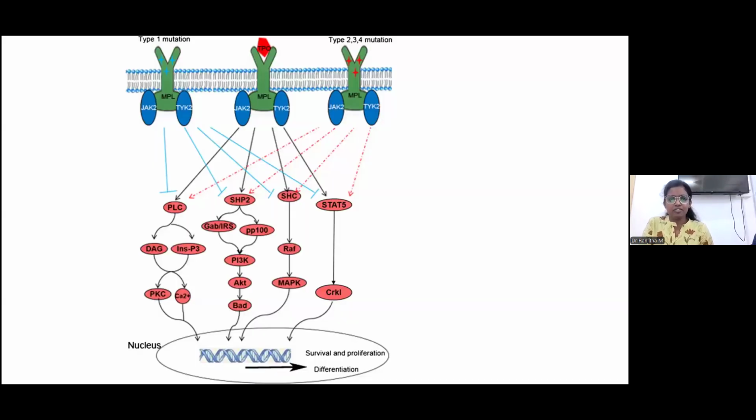So this is the pictorial representation of the same, where you have the MPL, which is the receptor, which exhibits its action through this JAK kinase as well as tyrosine kinase, where it leads to transcription and translation of various other proteins, thereby leading to survival, proliferation and effective differentiation of the megakaryocytes.